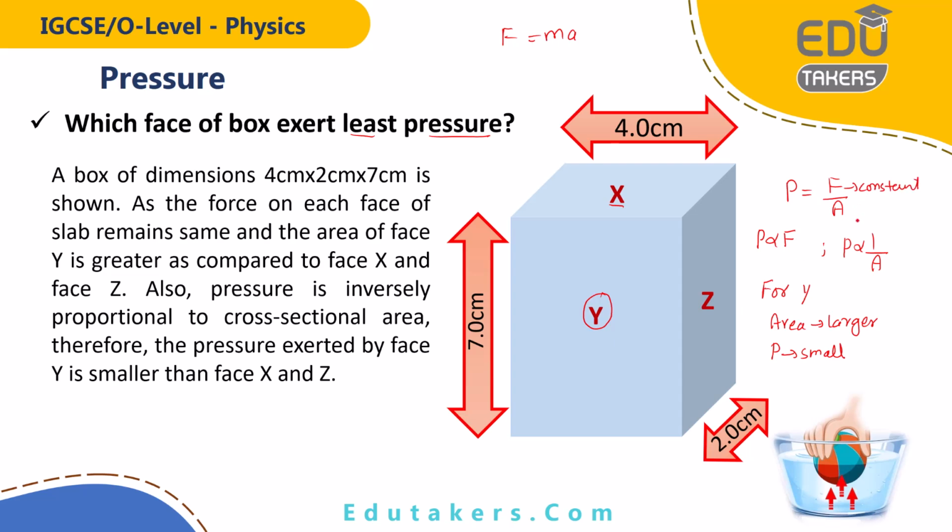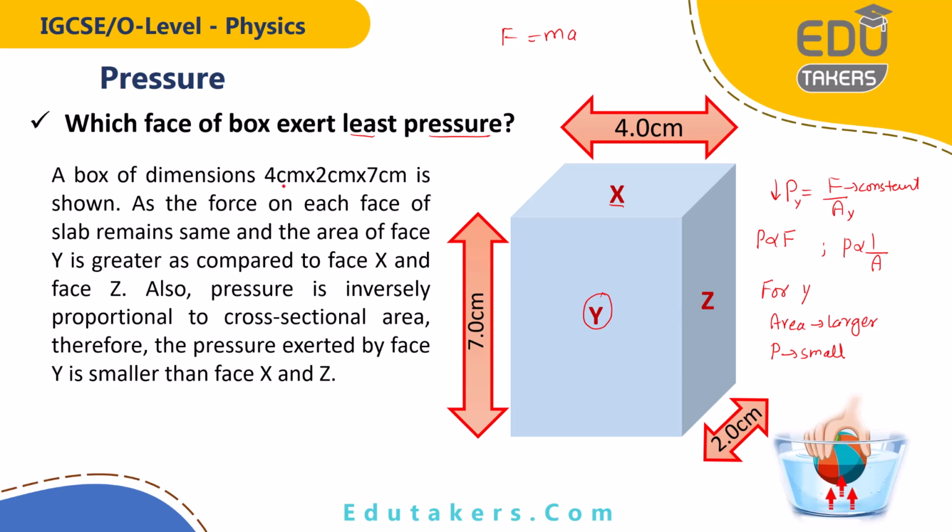And the cross-sectional area for the Y face is larger as compared to X and Z. That's why the pressure exerted by the face Y would be smaller, because pressure and area are inversely proportional to each other. The same reason is given here.